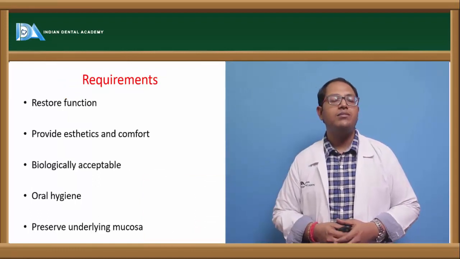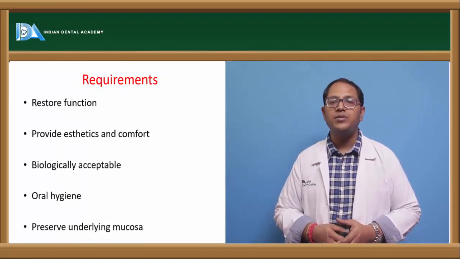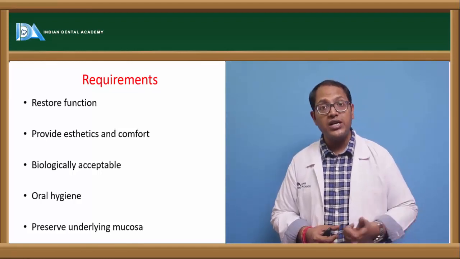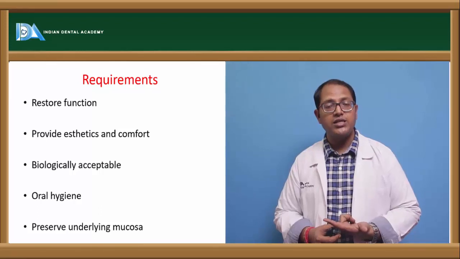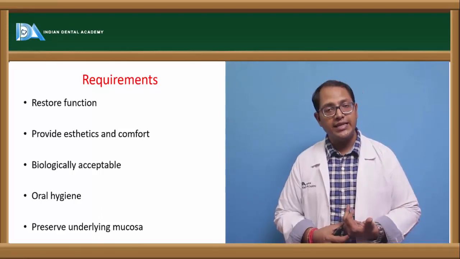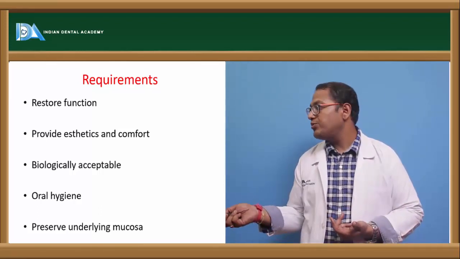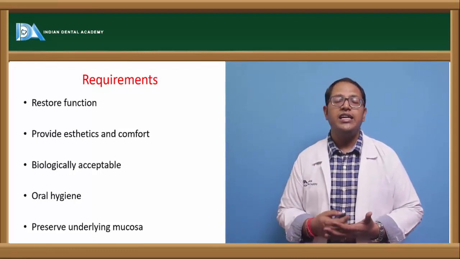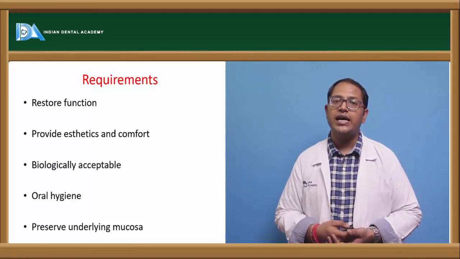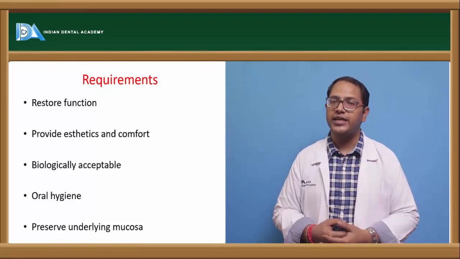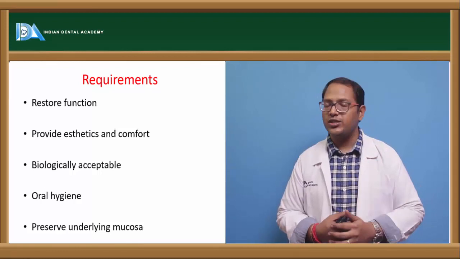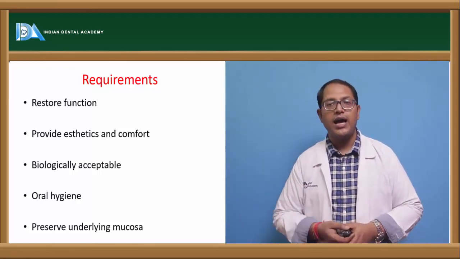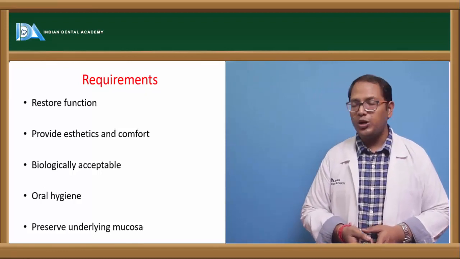What are the requirements of a Pontic? The first thing: it should replace the missing teeth and perform its function. For example, mastication is its main function. It should solve the aesthetic problem, as well as provide comfort to the patient. Biologically, it should be acceptable. It should be able to maintain oral hygiene. It should not be that the floss does not go inside, or the interdental brushes or pipe brushes do not go inside. Those kinds of things should not happen. So oral hygiene maintenance is important again.